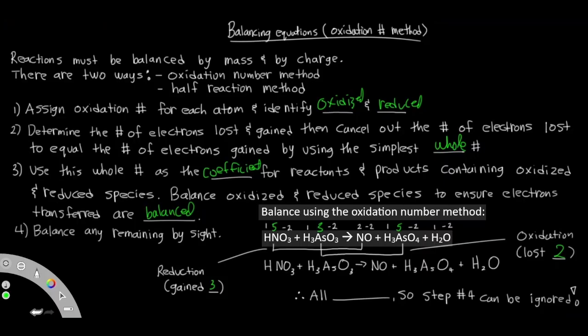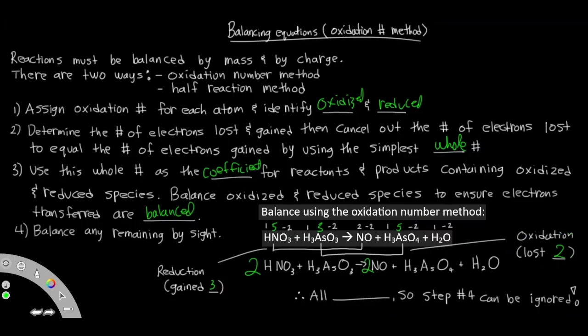Now that we're done that, what does step number 2 say? We have to use the simplest whole number that both of these numbers can become as a product. So if this is a 3 and this is a 2, obviously 6 would be the case. This one over here, the HNO3, this is a 3. You have to times it by 2 to make 6. We're going to be putting a 2 over there. This one here is also a 3, so we have to times 2, so that gives us a 6. So we're going to be putting a 2 over here.